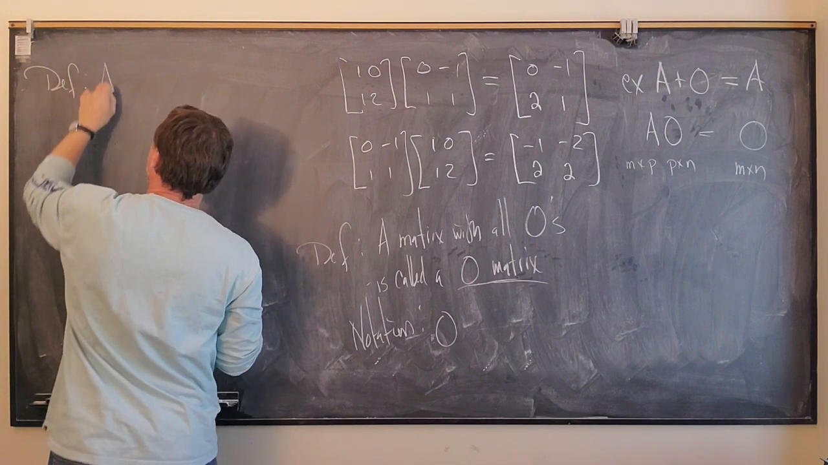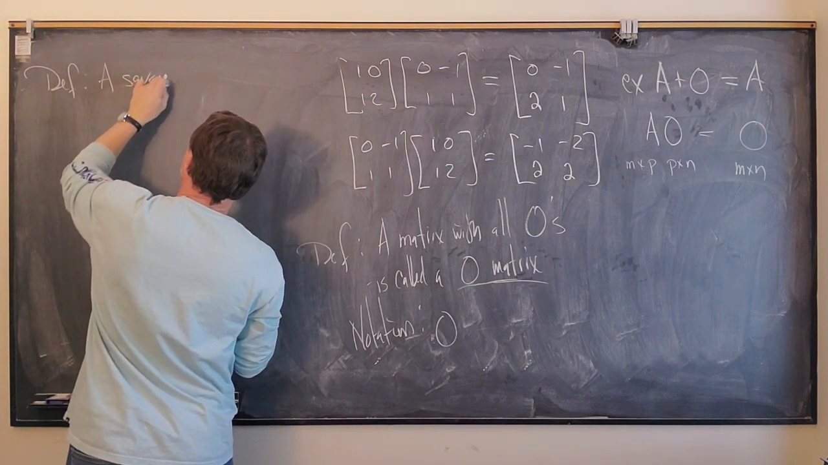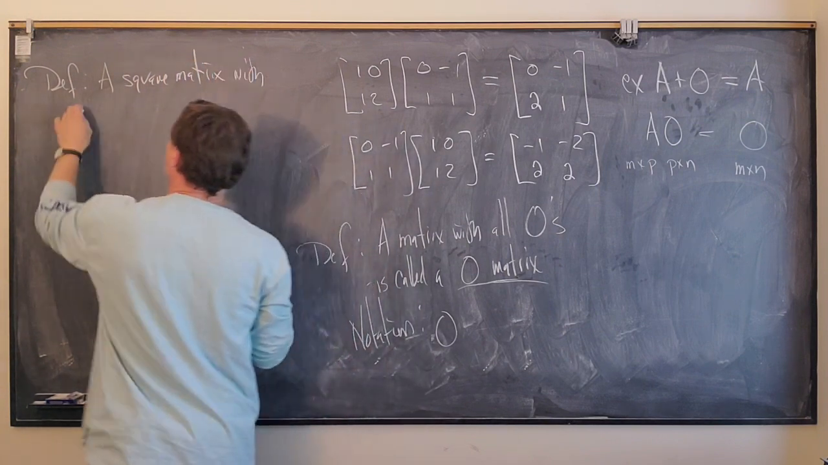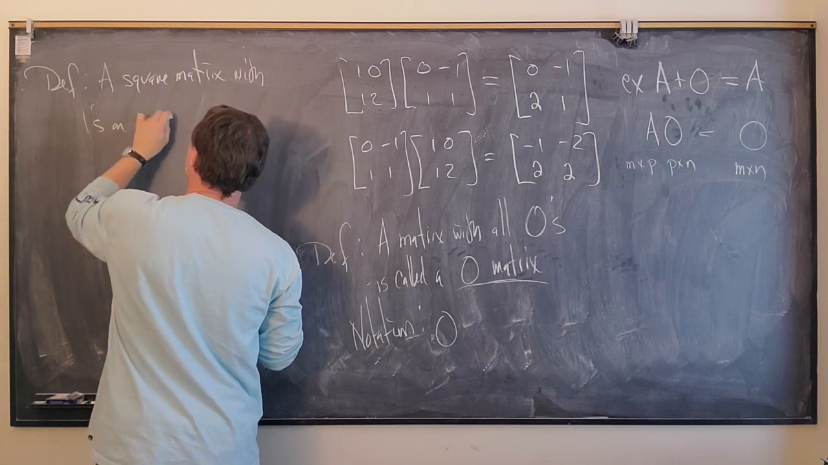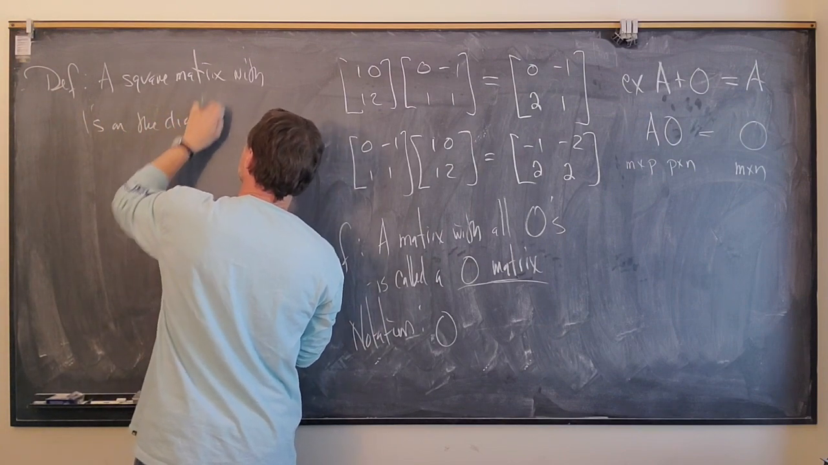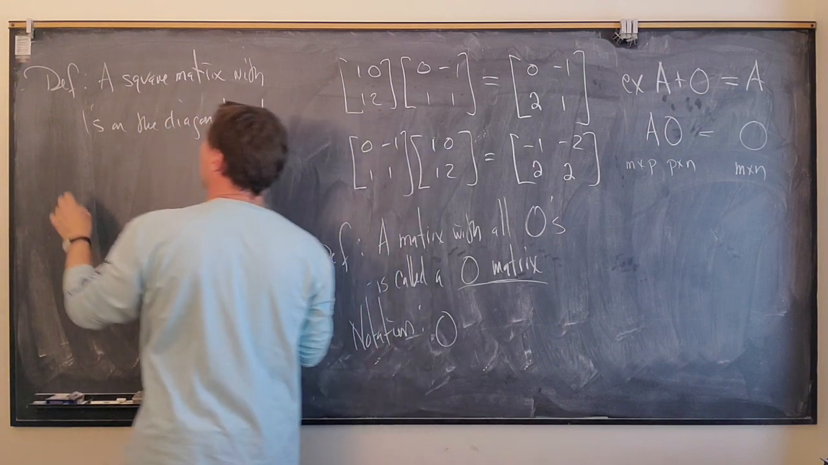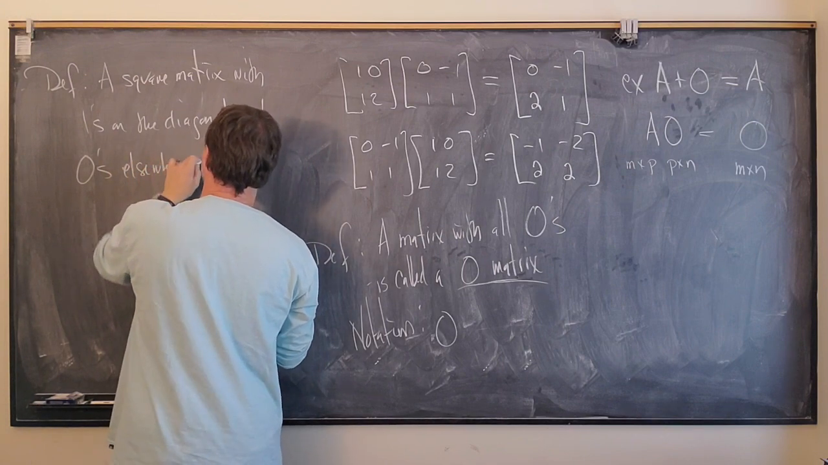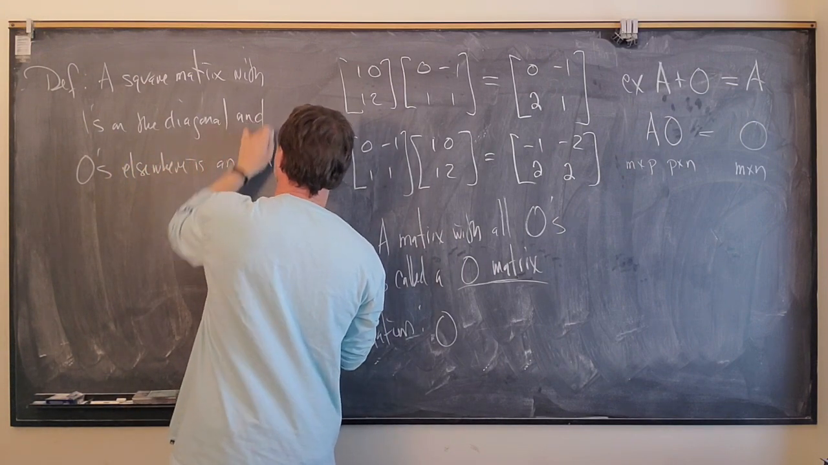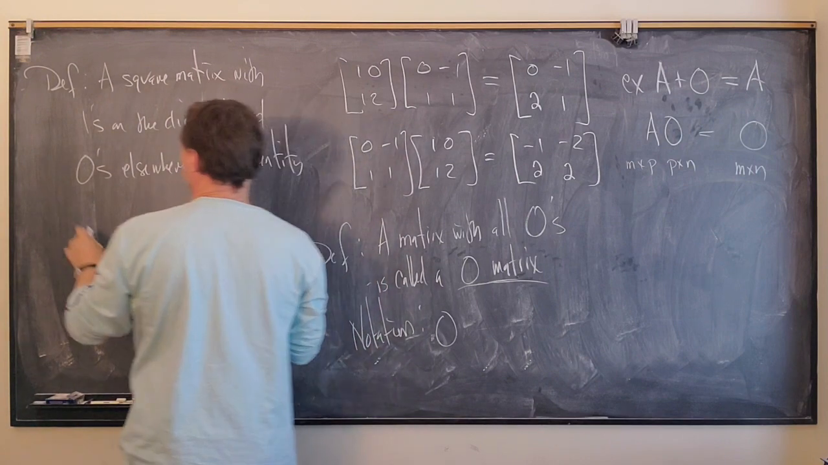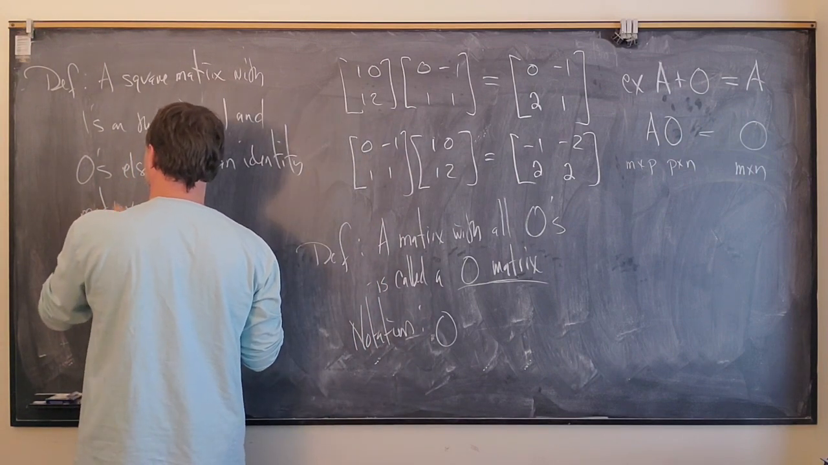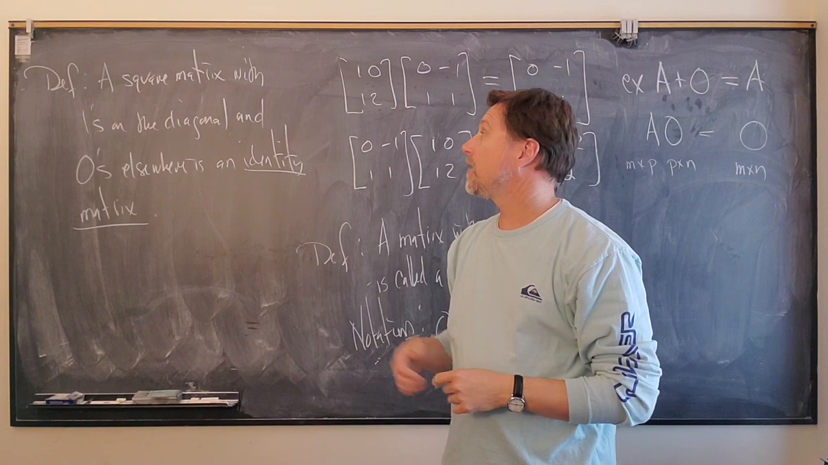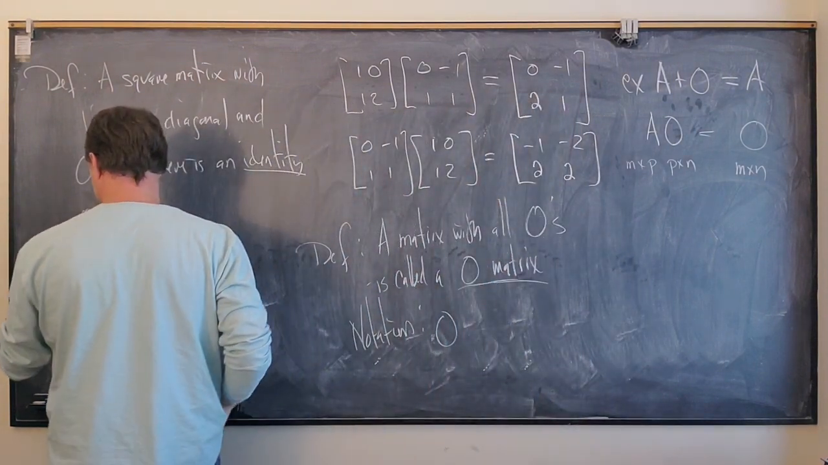Next definition, a square matrix with ones on the diagonal and zeros elsewhere is an identity matrix. We typically denote the identity matrix, so notation.